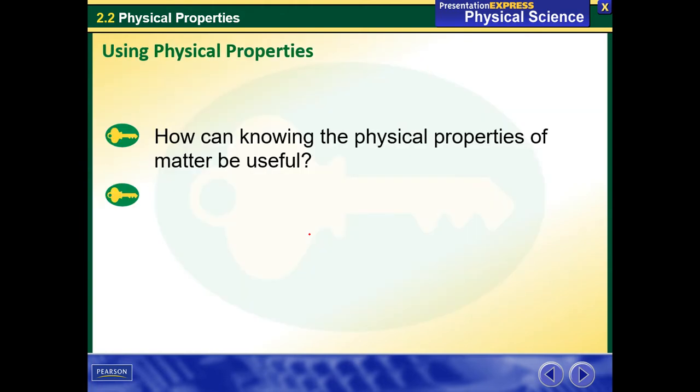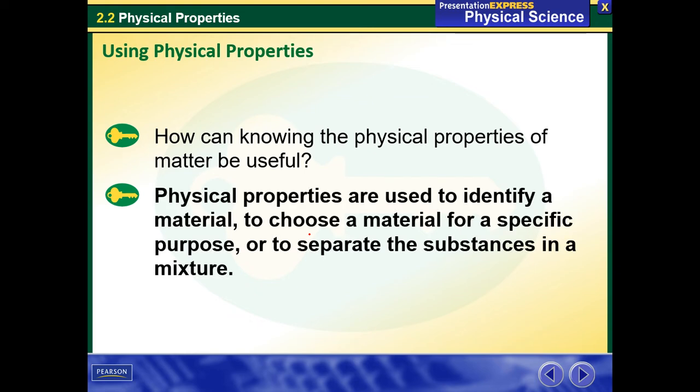So why do we care about learning about all these physical properties? Why are they useful? Well, there are three reasons why they're useful. First, they help us identify a material. So if we have something we don't know what it is, it allows us to figure out what it could be. Second, it helps us choose a material for a specific purpose. So if I'm trying to find a very soft, comfy chair, what material would I look for? And the last one is to separate substances in a mixture. This little sentence is not written in on your notes, so I would make a little note inside your already pre-made notes.